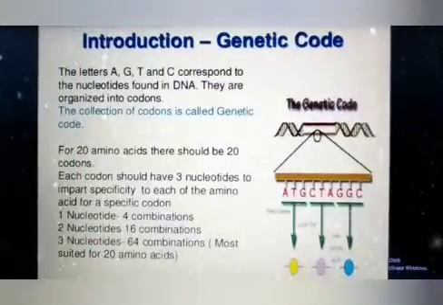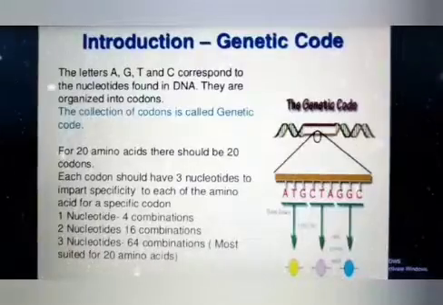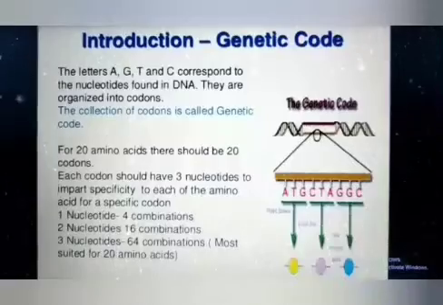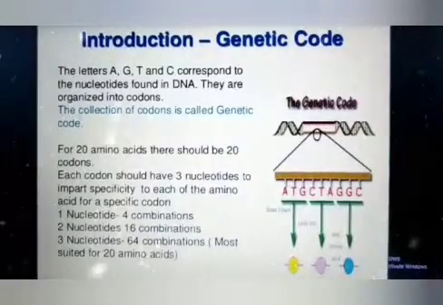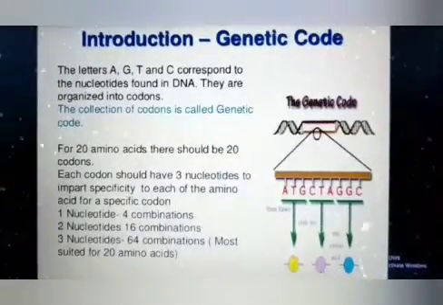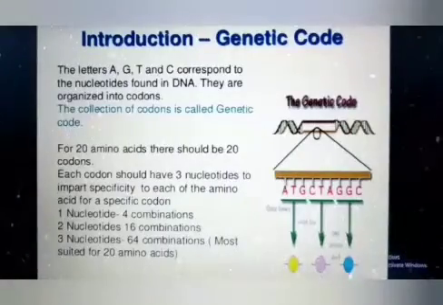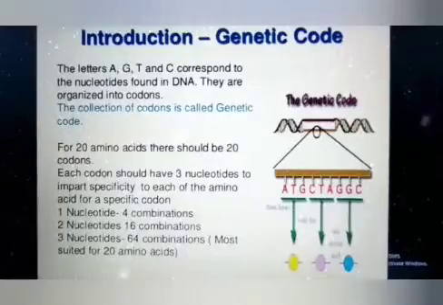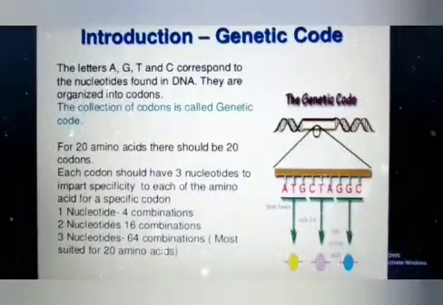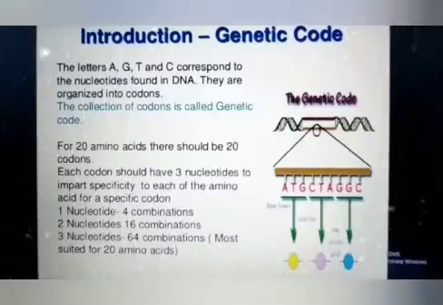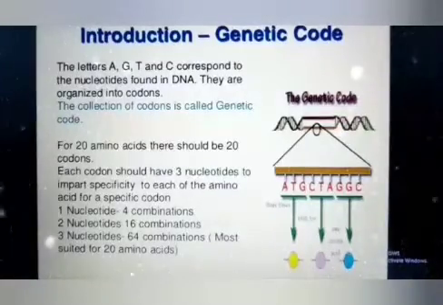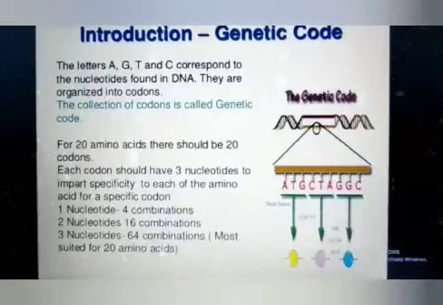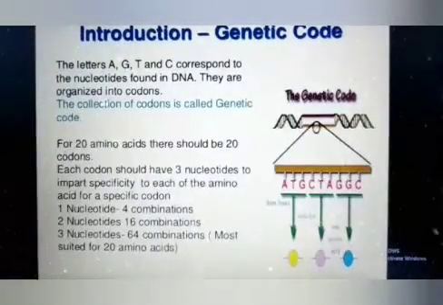Next is the introduction of genetic code. The letters A, G, T, C mean adenine, guanine, thymine and cytosine, corresponding to nucleotides found in DNA. They are organized into codons. The collection of codons is called genetic code. For 20 amino acids, there should be 20 codons. Each codon should have 3 nucleotides.